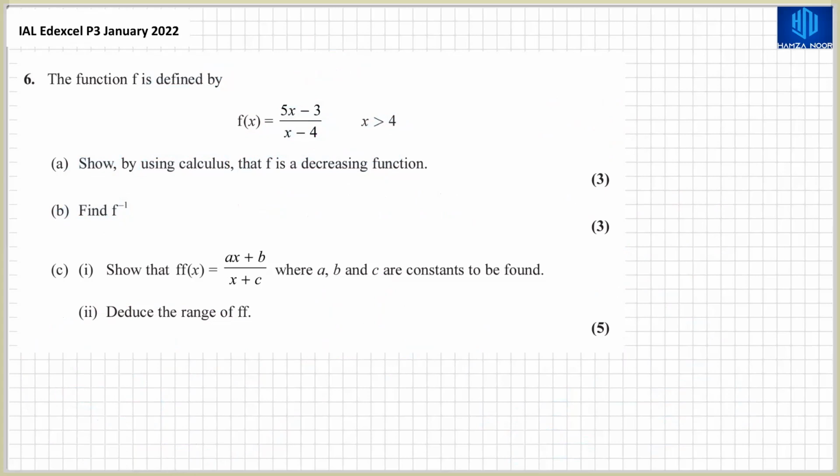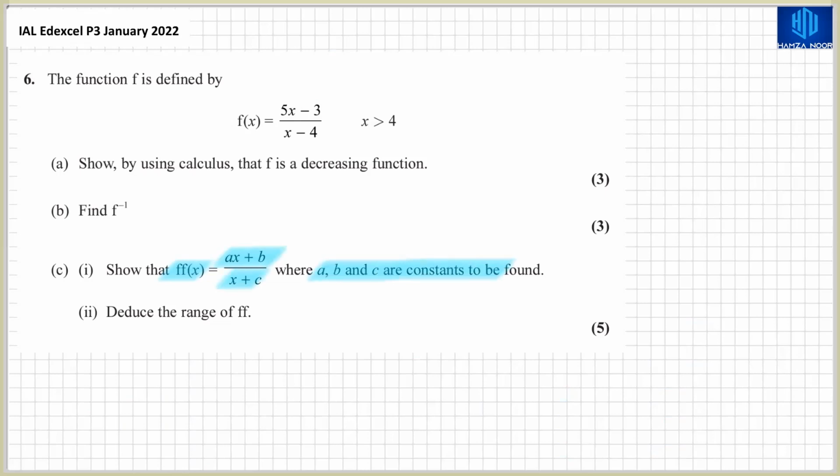So we have a complete fresh page over here. In part C, part 1, show that f of f x, meaning the composite function, which is also called f squared x, is equal to ax plus b divided by x plus c, where a, b, and c are constants to be found.